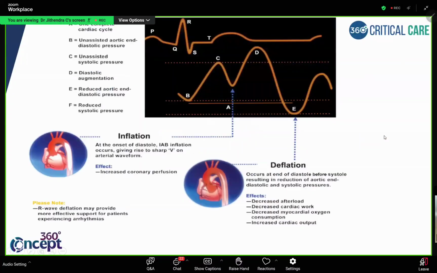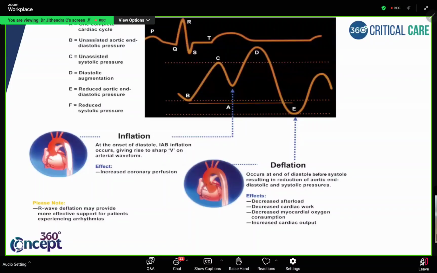So these are the various parts of the arterial waveform. What are you seeing? The top one is your ECG. Usually, the commonly used trigger is your ECG. So we set a trigger. We will see what a trigger is. The trigger is what is initiating an inflation and a deflation. The commonly set trigger is your ECG waveform.